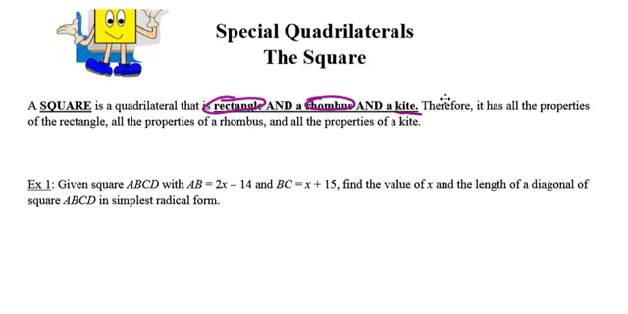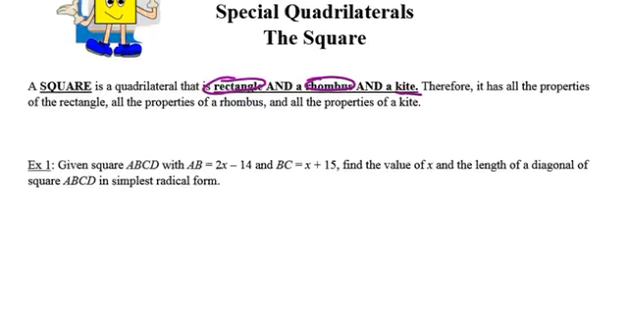So what I like about the square is that because he falls under the umbrella of these other 2 figures that we've already studied and paid so much attention to, we already know everything there is to know about the square. So I don't know, that's what I think is really cool about the square.